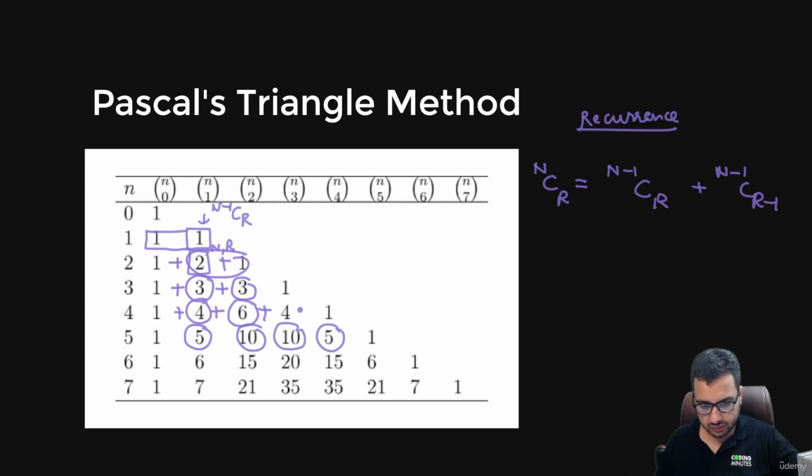What about this 5? 4 plus 1, which is 5. What about this 1? It is the last element, it is going to be 1. Okay. So what about this 6? Sum of these two. What about 15? Sum of these two. What about 20? Sum of these two. What about 15? Sum of these two. Okay.